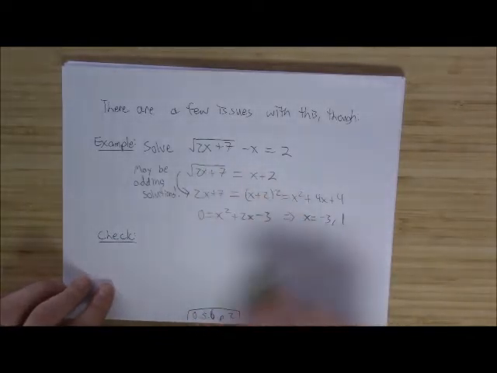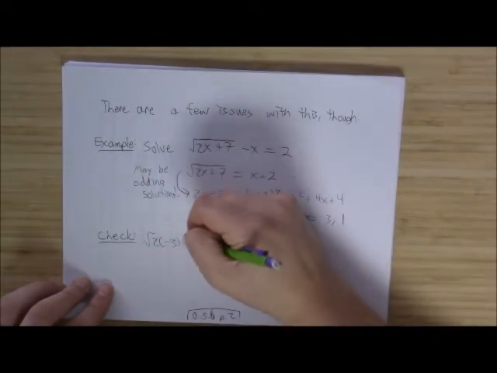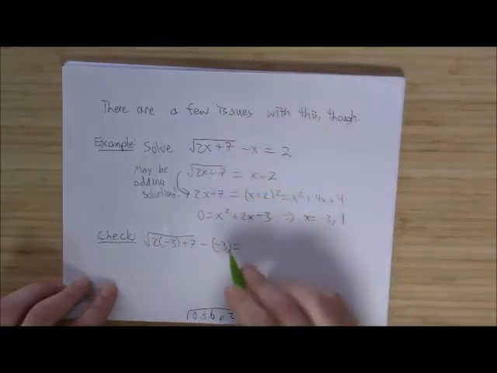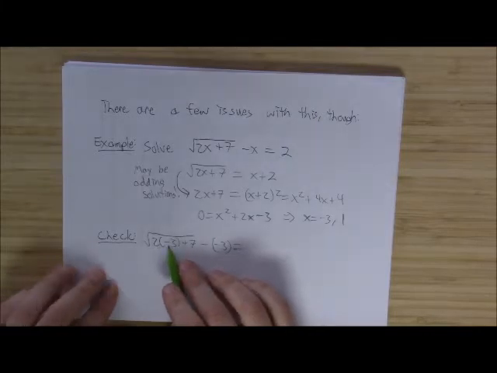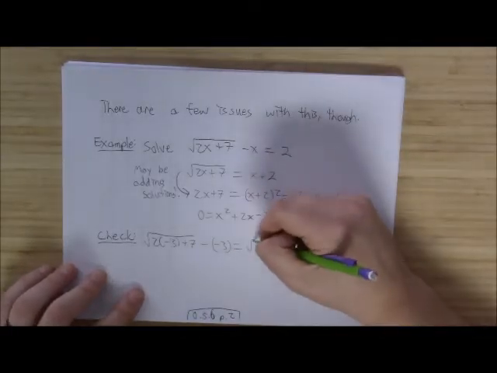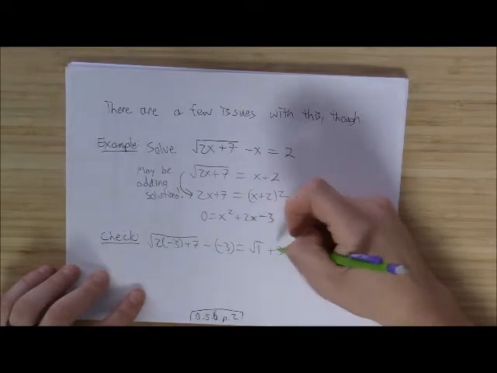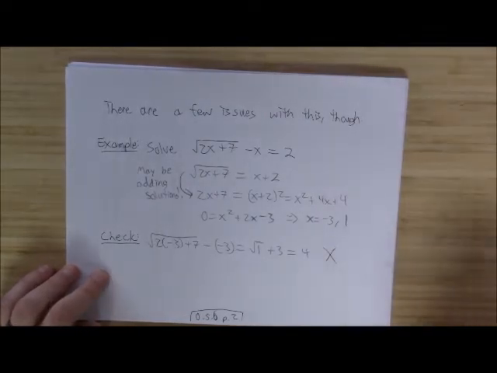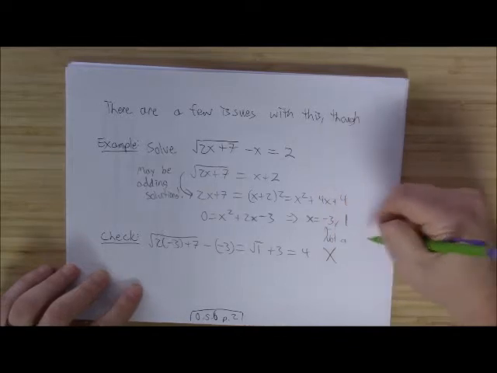Because if we plug negative 3 in, we get square root of 2 times negative 3 plus 7 minus negative 3. What does that give us? Well, 2 times negative 3 is negative 6, plus 7 is square root of 1 under there, plus 3. And what we end up with is 4. So that is not a solution. So this right here, not a solution.